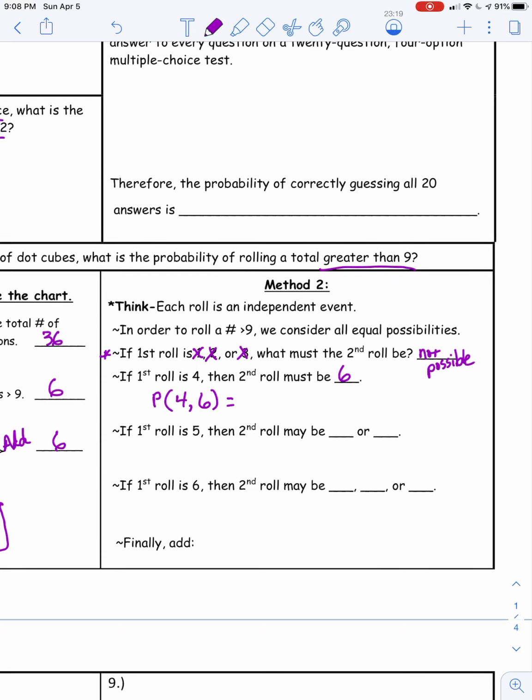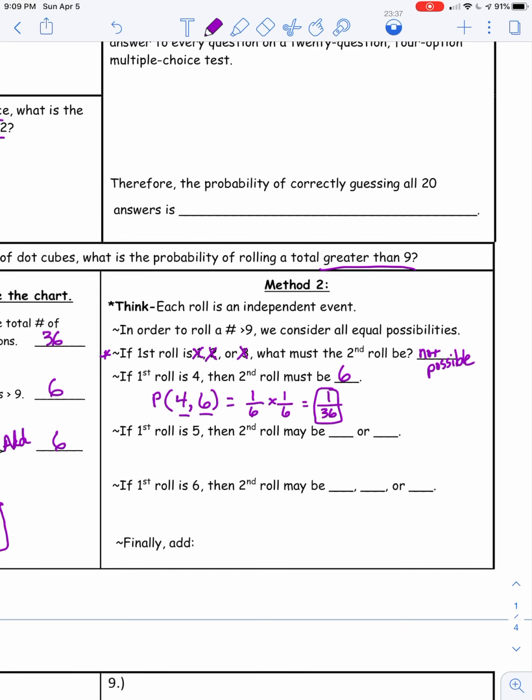So how do we do this? We're going to take the first event is 1 in 6 that I'm going to get a 4. What were the chances of me rolling a 6 on the second one? 1 in 6. So I get 1 in 36. I'm going to go ahead and I'm going to circle that.